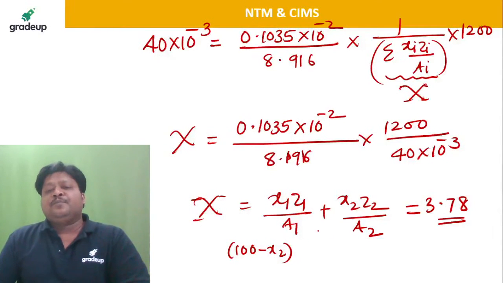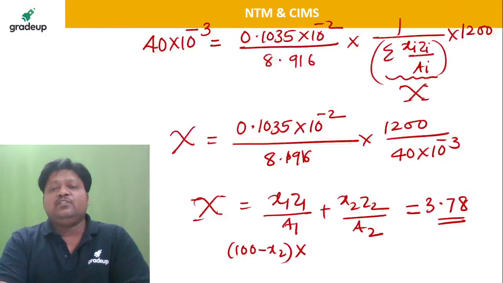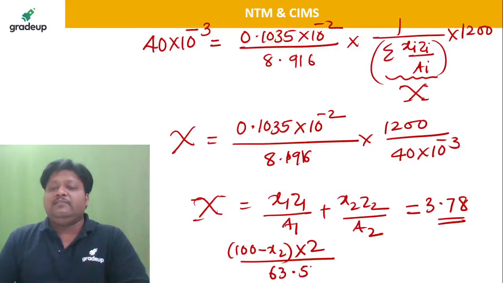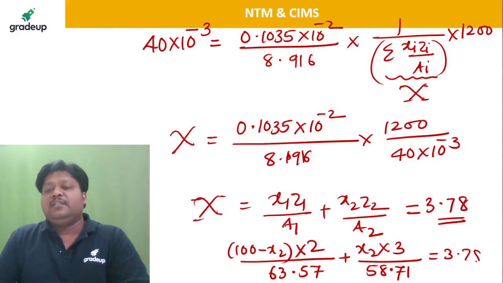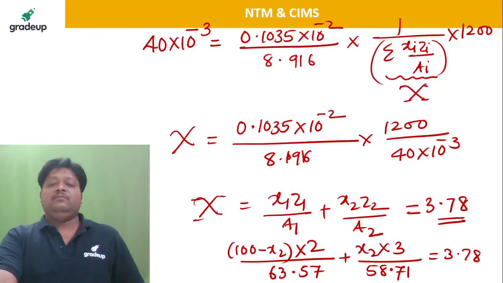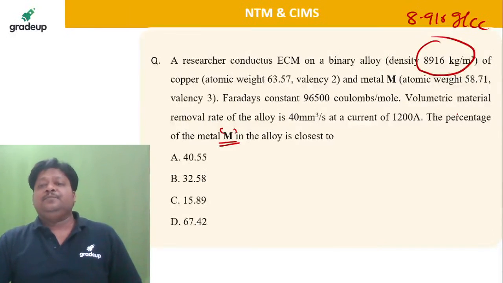So into what is the valency for one, that is for copper, they have given 2, valency 2 divided by gram atomic weight, for that it is 63.57 for copper, and for material M it is x2 into valency is how much, 3 divided by gram atomic weight is how much, 58.7. It is equal to 3.78. Okay, tell me the x2 value now. So x2, that is composition of M only. See the percentage of metal M, they are asking the x2, that is second composition, that is for metal M.